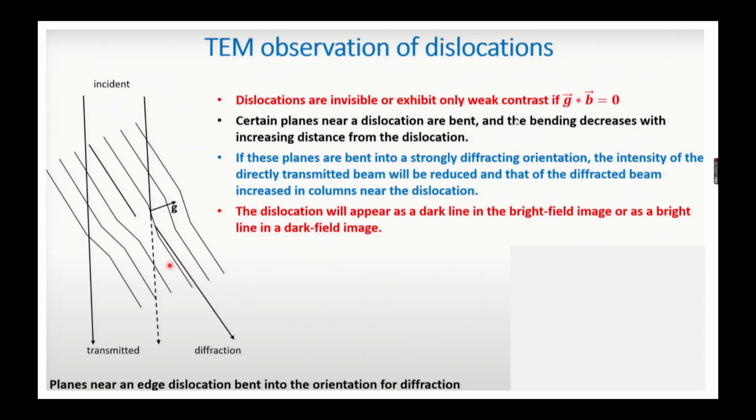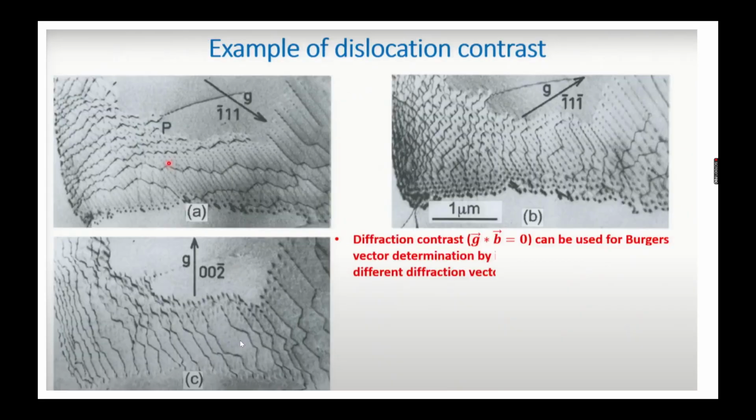The dislocations are invisible or exhibit only weak contrast if the dot product of your line vector and the Burgers vector is zero. Otherwise the dislocation will appear. Here it is also saying about the dark line in the bright field image, but it is not related to that. Since there is a tilt in the plane, your diffracted beam, instead of going like this, will go like this, due to the change in the orientation of your plane.